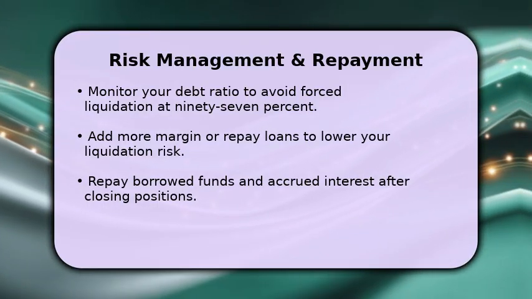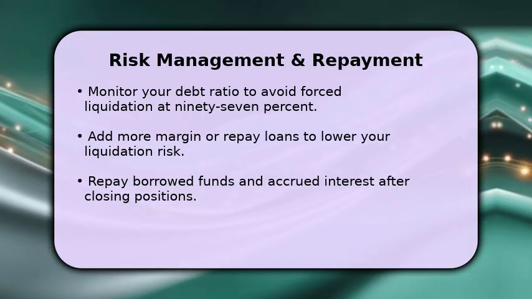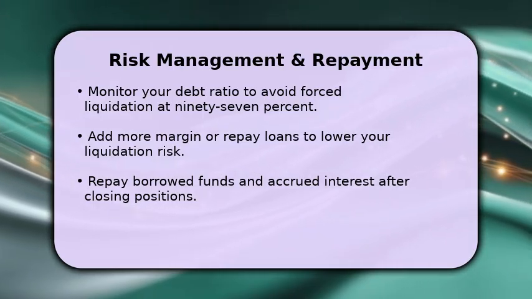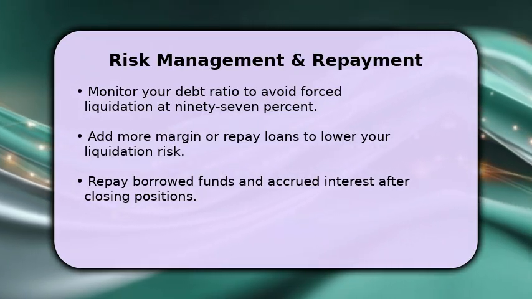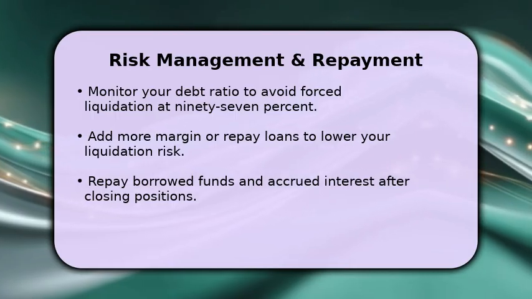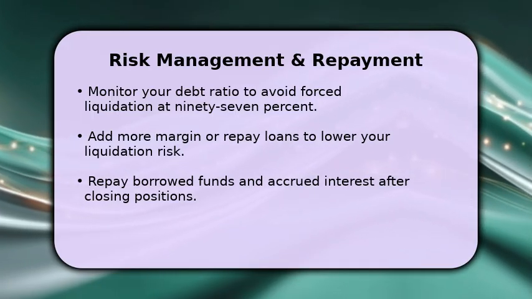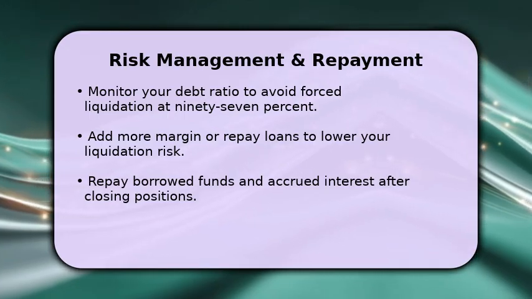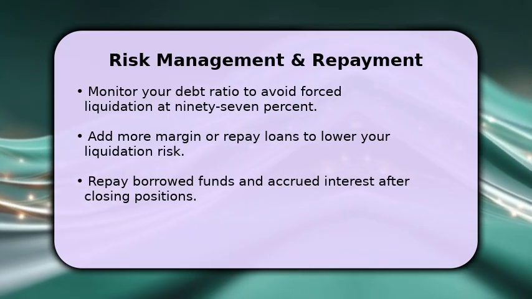A forced liquidation occurs if it reaches 97%, selling your assets to cover debts. KuCoin sends email alerts when your debt ratio hits 90%. To prevent liquidation, you can add more margin to your position or repay part of your borrowed funds.